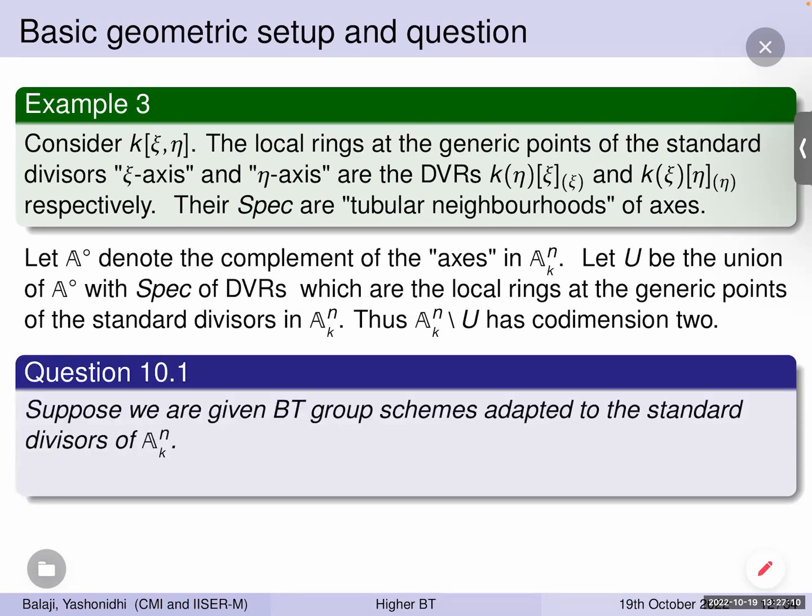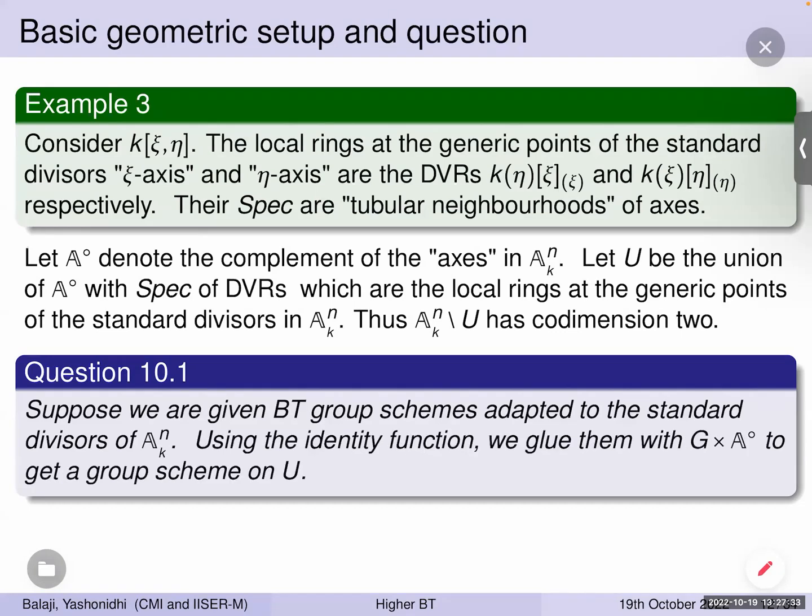Question: suppose we are given Bruhat-Tits group schemes adapted to the standard divisors of A and K. This means that, for the generic point of each of the standard divisors of A and K, we are prescribed Bruhat-Tits group schemes. Using the identity function, we glue them with G cross A0, the trivial group scheme with fiber G, to get a group scheme on U.